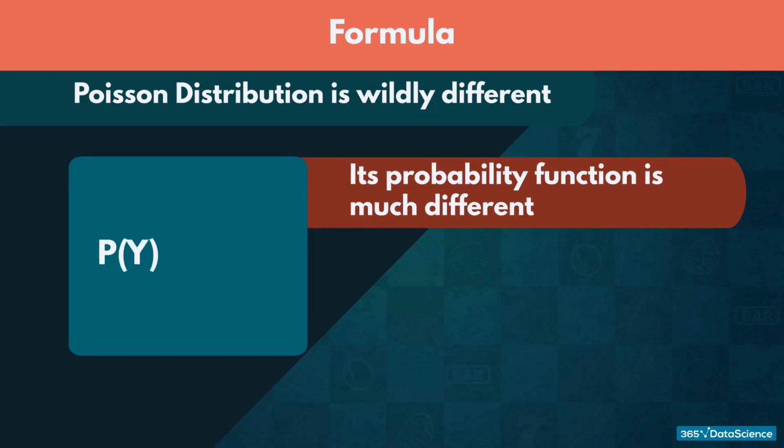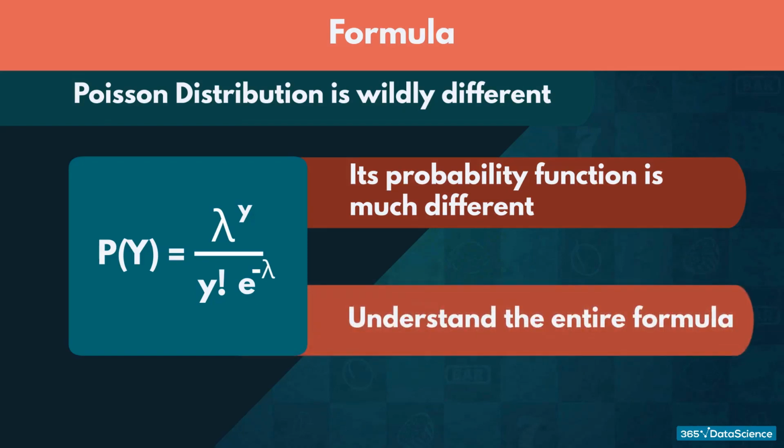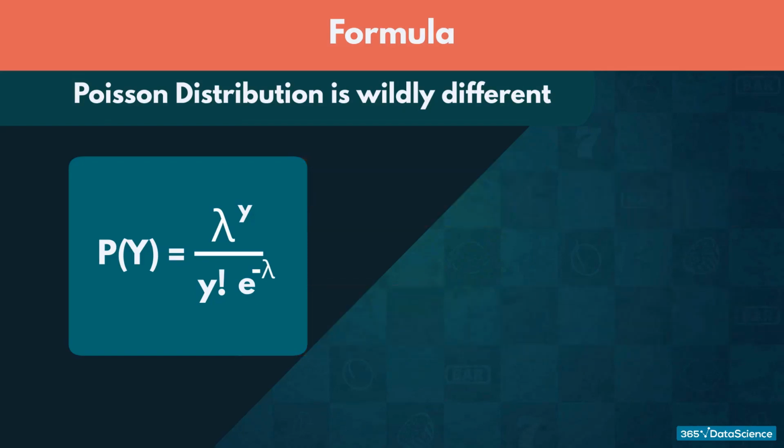P of y equals lambda to the power of y over y factorial times the Euler's number to the power of negative lambda. Before we plug in the values for our course creation example, we need to make sure that you understand the entire formula. Let's refresh your knowledge of the various parts of the formula.